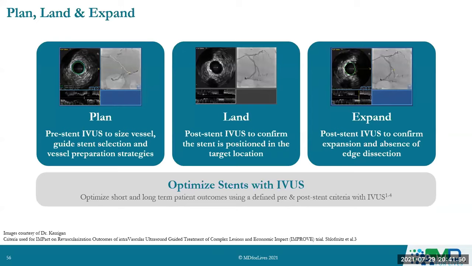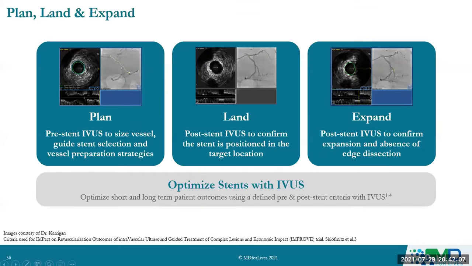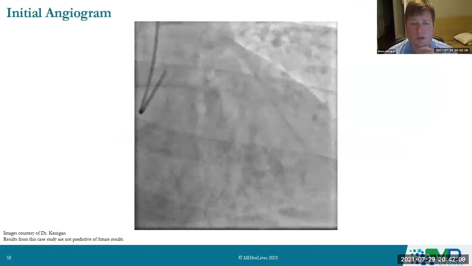So again, plan: use intravascular imaging to figure out diameters, length, and plaque morphology. Land: use intravascular imaging to make sure that you pick the right spot in the vessel through co-registration if available. And expand: make sure you've hit all of those ultimate IVUS criteria to make sure that we've made a difference for our patients. Another example.